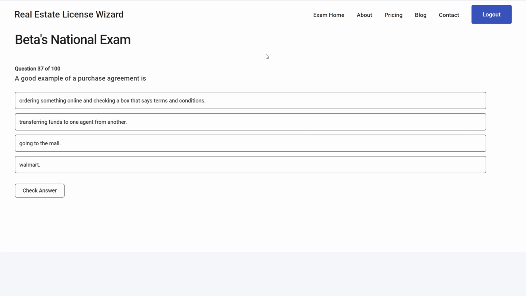Next question. All right, question 37. A good example of a purchase agreement is ordering something online and checking a box that says terms and conditions, transferring funds to one agent from another, going to the mall or Walmart. Okay, a little bit of an interesting one. All right, I'll give you guys an opportunity to read that over, think it over.